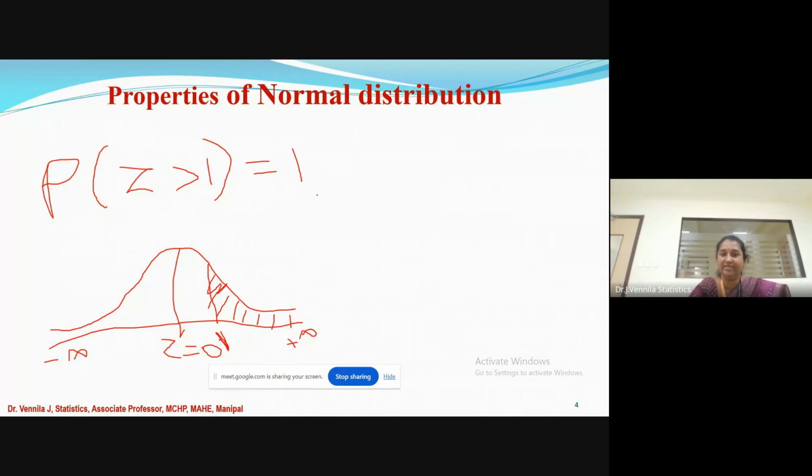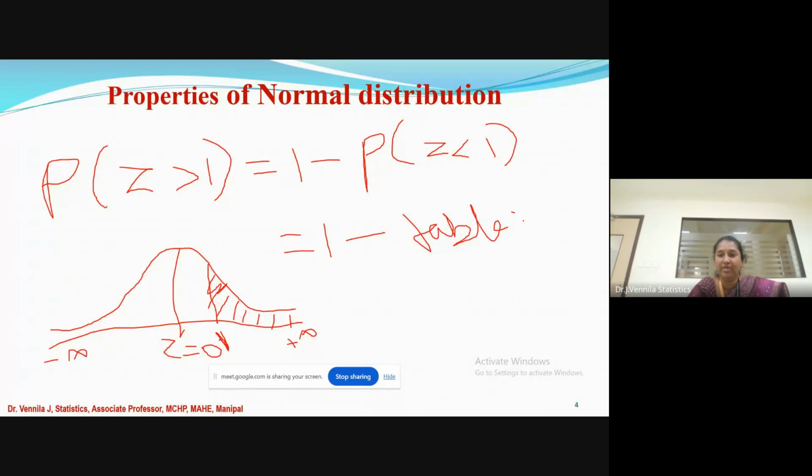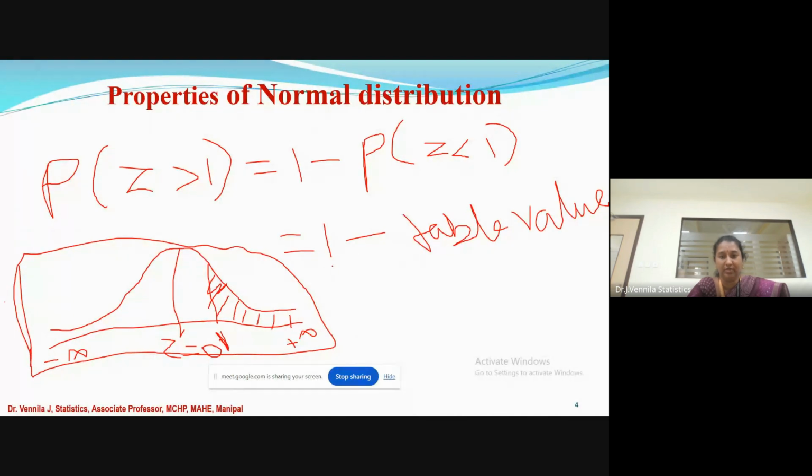When you have a term like this, you just take 1 minus the probability of Z less than 1. Sometimes you will not remember this formula, so at that time you have to remember 1 minus table value. What is meant by 1? 1 is the total probability. The maximum probability is 1. We know the total curve value is 1, so from 1 we are subtracting only this area, and then we get this area's answer. Total area minus this area gives this area. So that is equal to 1 minus table value.